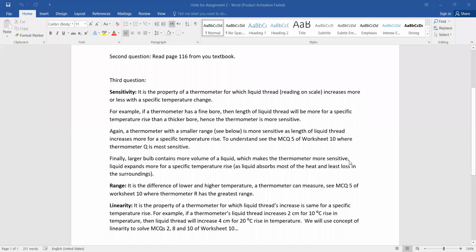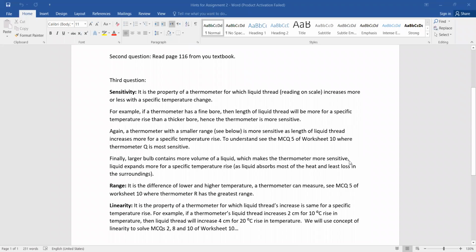Everyone, please respond. When the amount of liquid is more, then it can take more energy from the surroundings, right? It has more capacity to take energy.